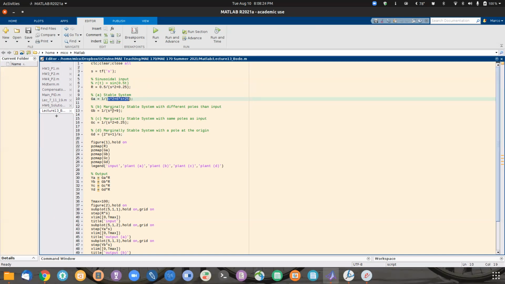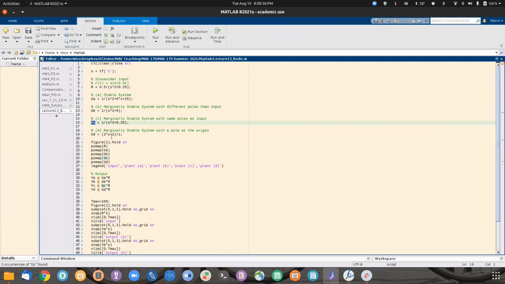Then for case B, we're going to have a marginally stable system that has different poles than the input. So the poles here are going to be at plus or minus 3i. For case C, we have a marginally stable system, but now the system has the same poles as the input. The 2 poles are at plus or minus 0.5i. So the poles of the transfer function of the input are the same as the transfer function of the system. Here, GC is not the controller, it's just for the case A, B, C, and D.